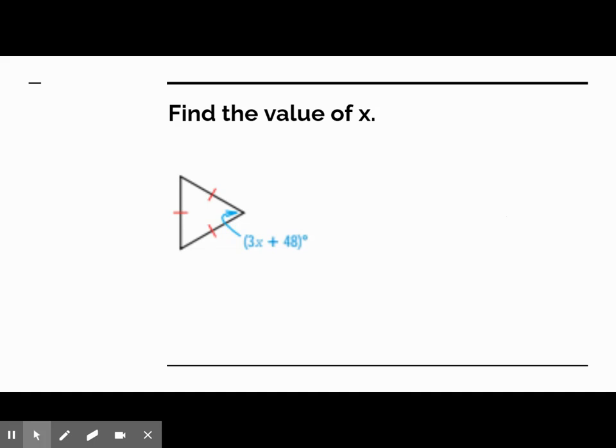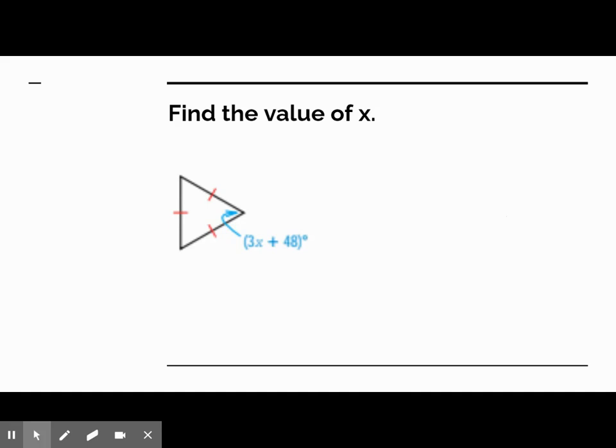Natalie's right. X equals 4. Who told you? I have four. That is a 4, right? Well, that's wrong, buddy. Okay, so this triangle is equilateral, therefore it means it's also equiangular. So each of these angles are equal to 60, so you do 3x plus 48 equals 60. Subtract 48, divide by 3, you get x equals 4.